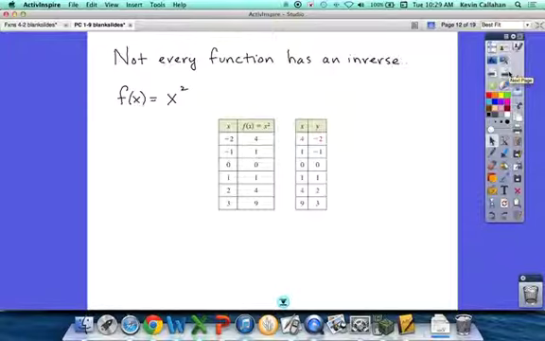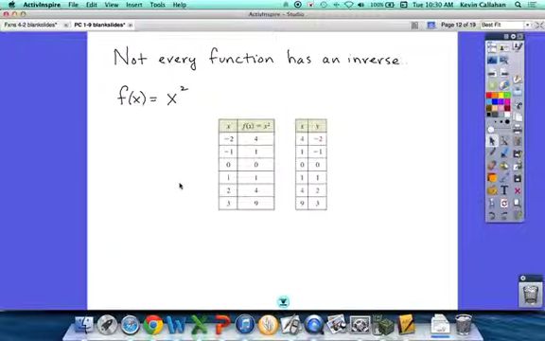Okay, now, every function doesn't have an inverse. Take, for example, f of x equals x squared. If I make a table of values for f of x equals x squared, I'm gonna plug in the points x equals negative 2, negative 1, 0, 1, and 2, actually all the way to 3. Now, if I flip those points, so negative 2, 4 becomes 4, negative 2, and so on down the line, what you find is it doesn't pass that first test.